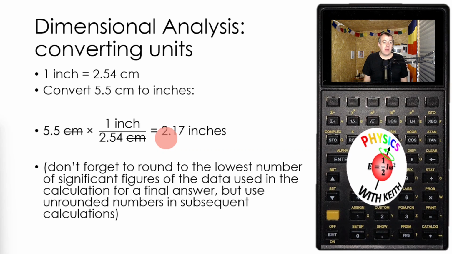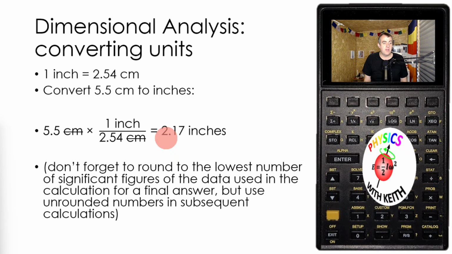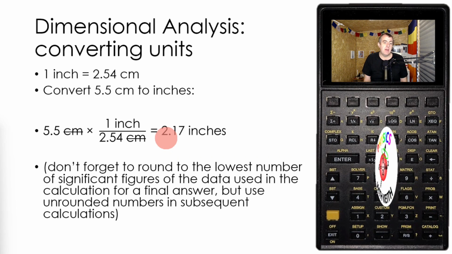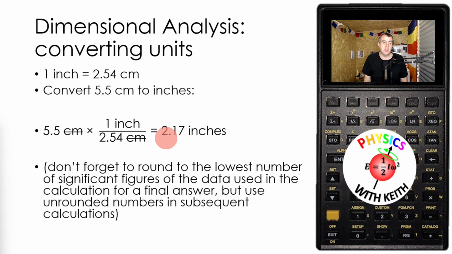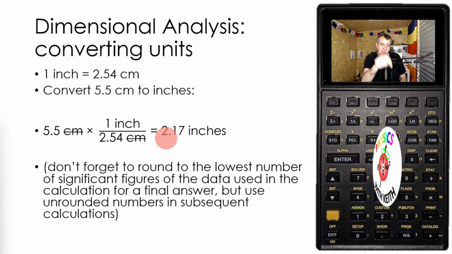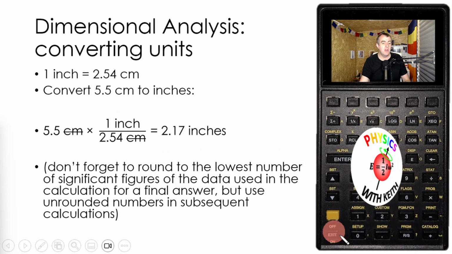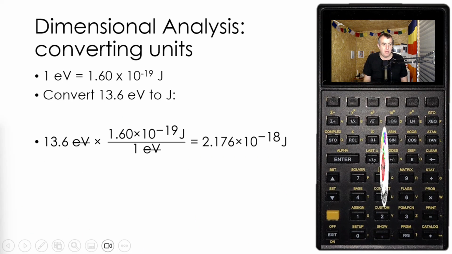There's a little note here about rounding. In our calculation, we used 5.5 centimeters. That's 2 significant figures, so we should have rounded our answer in the end to 2 significant figures. But we might keep 2.17 inches rather than just saying 2.2 inches written down, so that if we have to use that in any subsequent calculations, we'll use the unrounded number, or at least the less rounded number, because that's going to reduce the risk of accumulating rounding errors. We don't want rounding errors if we can help it.